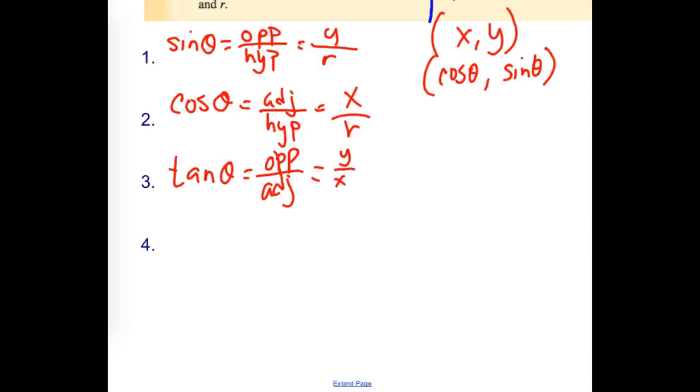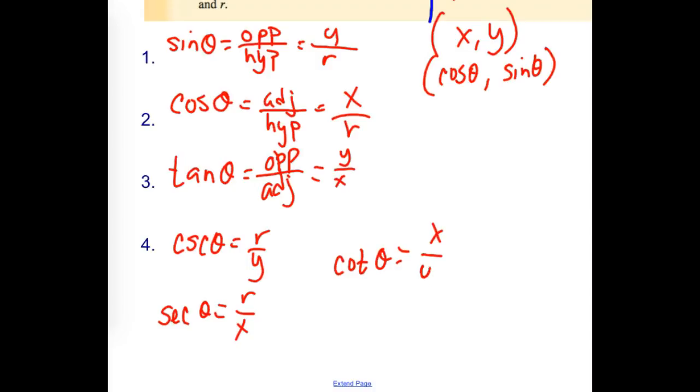So which one is the reciprocal of sine? Good. Cosecant, then reciprocal of sine would be r over y. Secant is the reciprocal of which one? So r over x. And cotangent is the reciprocal of tangent, so x over y. Okay?